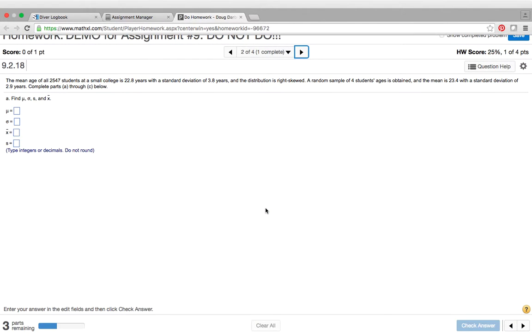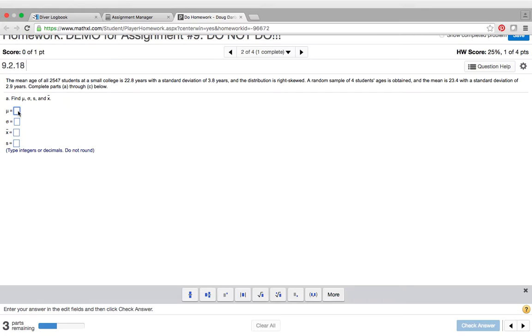All right, don't you wish it would stay that easy? The mean age of all 2547 students in a small town is 22.8 years, standard deviation 3.8 years, and the distribution is right skewed. A random sample of 4 students' ages is obtained. The mean is 23.4, standard deviation 2.9. Find mu, sigma, the standard deviation, and the mean for the sample.